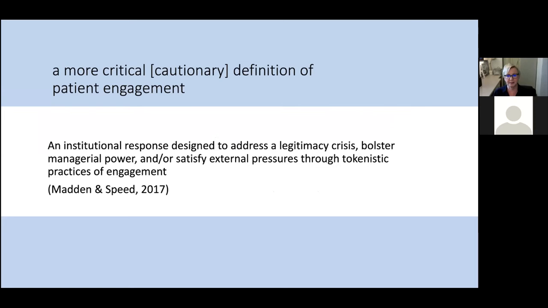it could be an institutional response designed to address a legitimacy crisis, to bolster managerial power and/or satisfy external pressures through tokenistic practices of engagement. And I think many of us who have been involved to any extent with patient engagement are aware that there are these risks that the activities can take on a tokenistic symbolism, a type of experience on the part of patients who are engaged that they're not sure that their involvement is actually creating a difference or that it's creating consequential types of changes. So it's something for us to be watching for.